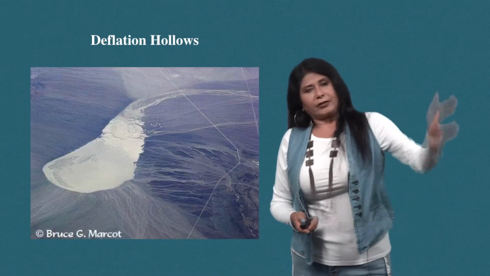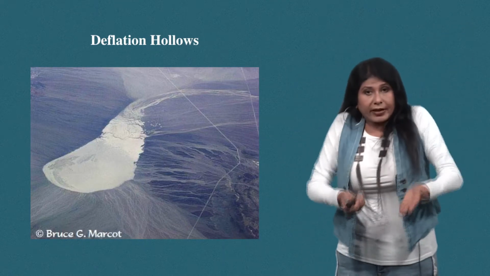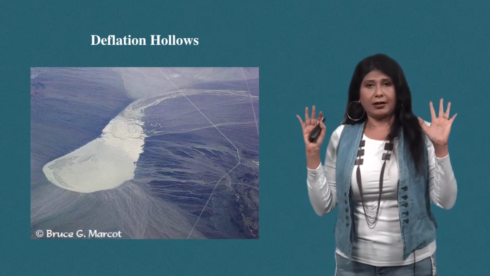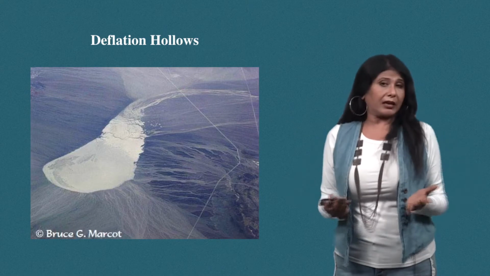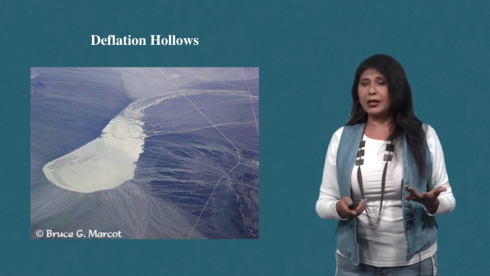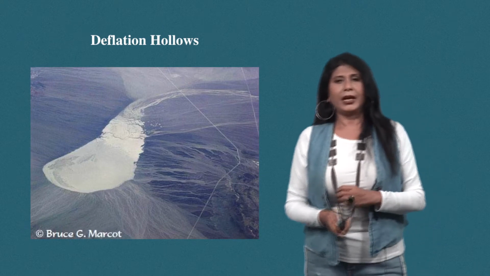When the wind is winnowing, blowing the fines away, it creates hollows, and those hollows can sometimes be very big. They can form a lake where a small stream can come and debouch into it. Those hollows are called deflation hollows.